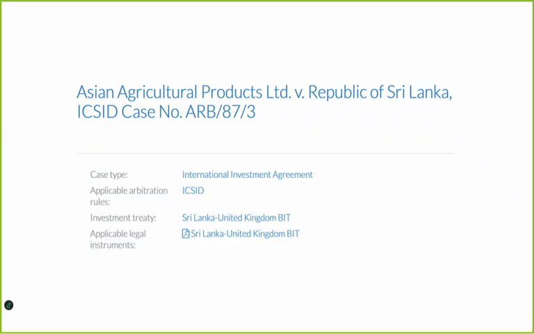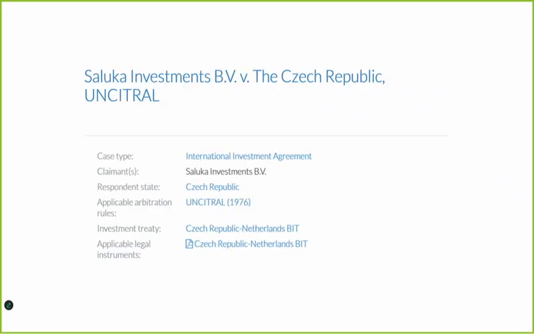So that's one way, is to just look at the full protection and security as protecting the investor, the investment from physical harm, often destruction of property. This is another case, Saluka, we're back to our friend Saluka.